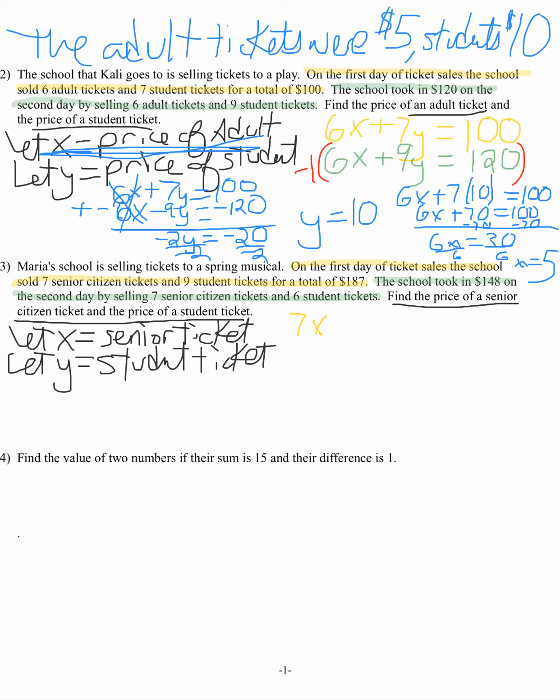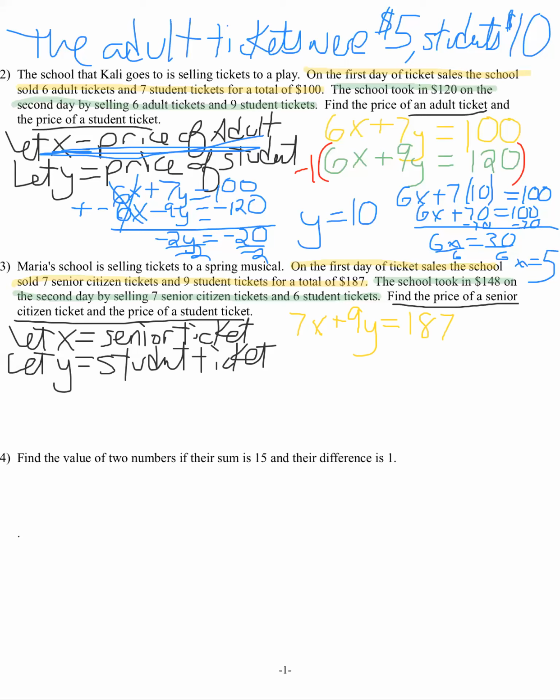So that's all the money they're going to get from senior citizens. Then they're going to add to that 9 times however much the student tickets cost. And all together, they're going to collect $187. So there in yellow is day 1. That's what they were able to do in day 1.